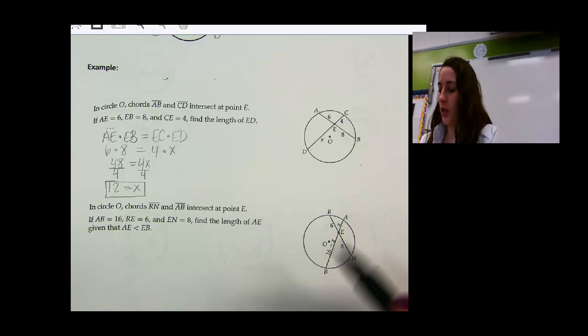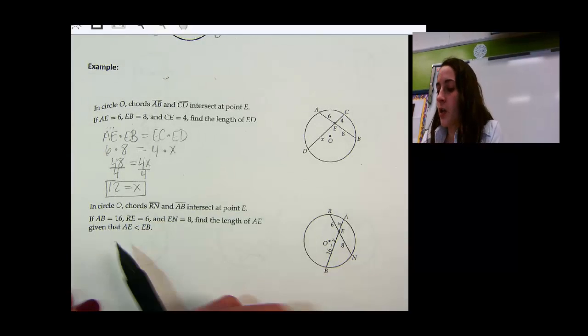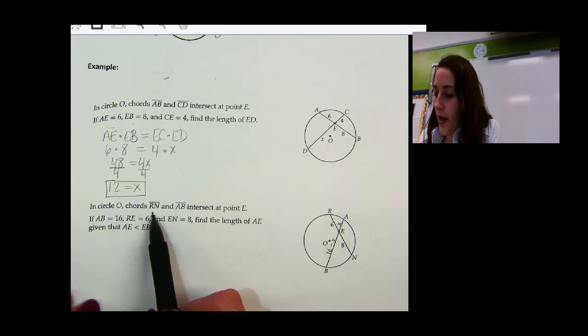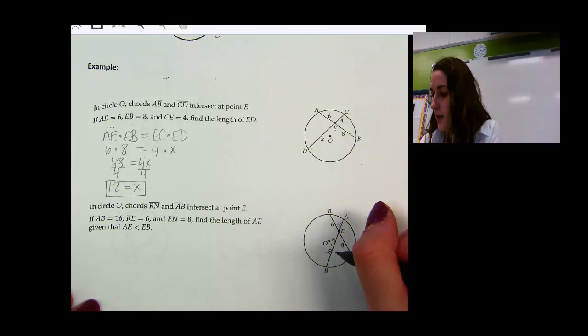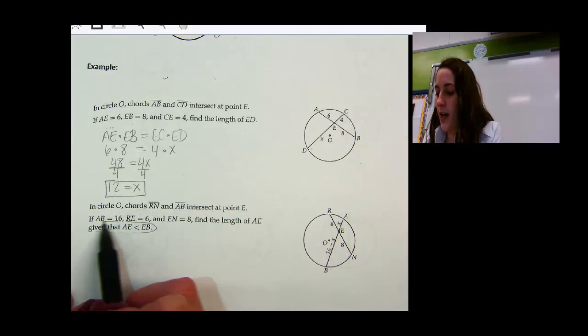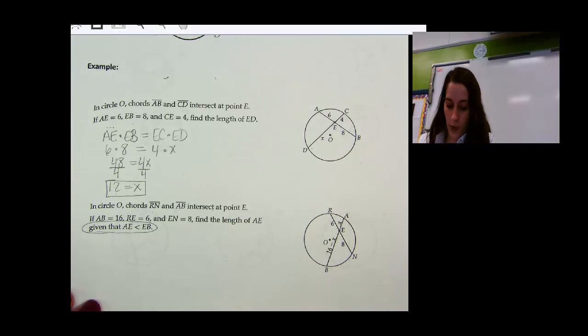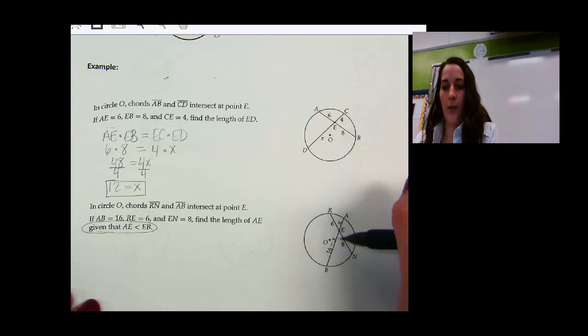Okay, so now taking a look at the next problem, which is going to get a little trickier. This is where our factoring that we reviewed in the beginning of the unit is going to come into play. So in circle O, chords RN and AB intersect at a point E. If AB is 16, RE is 6, and EN is 8, find the length of AE. Given that AE is less than EB, that's going to become very important here in a second. So let's take a look. Oh, look at that. They gave us what our length of EB is going to be. It's going to be 16 minus X.